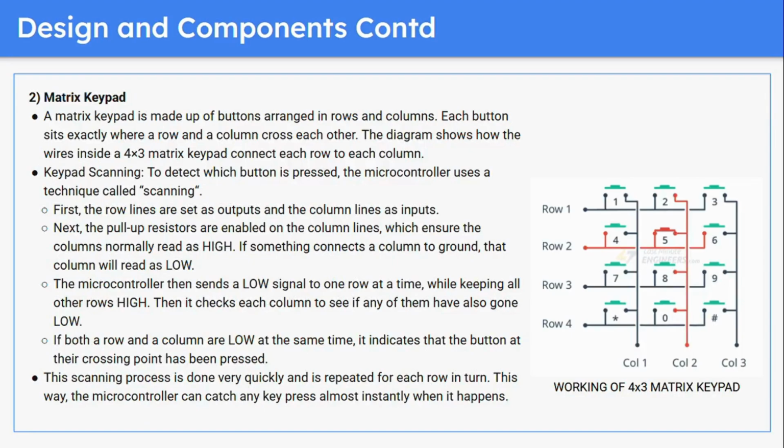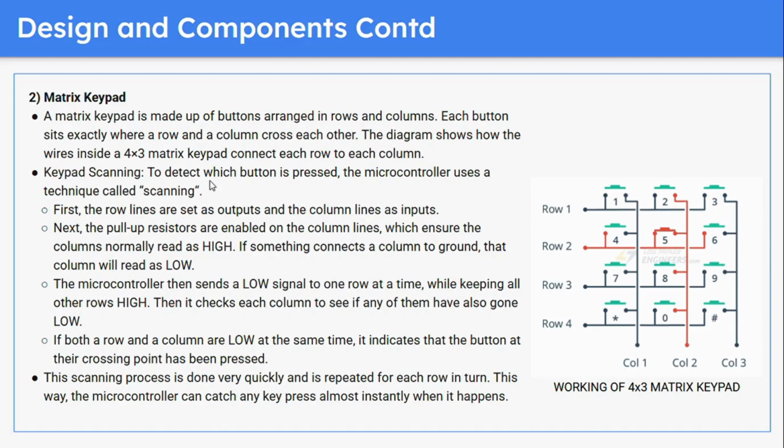The next peripheral I've made use of is the matrix keypad. A matrix keypad is made up of buttons arranged in rows and columns. Each button sits exactly where a row and column cross each other. This diagram shows how the wires inside a 4x3 matrix keypad connect each row to each column.